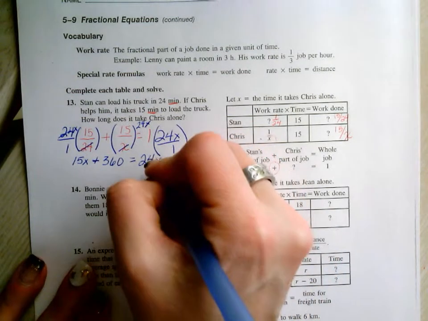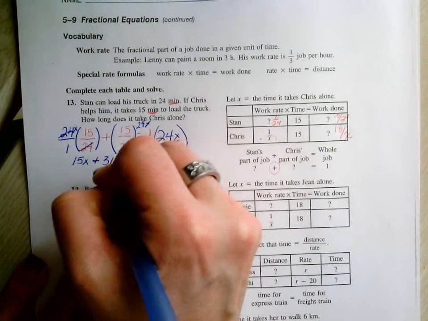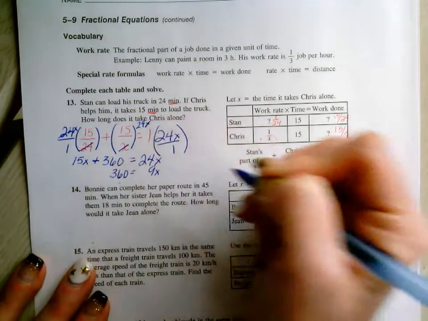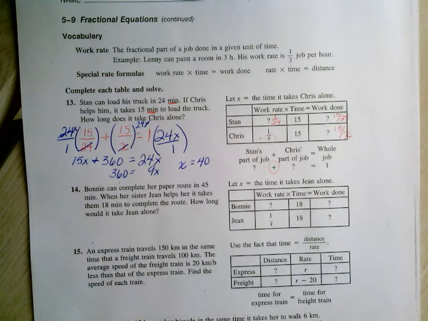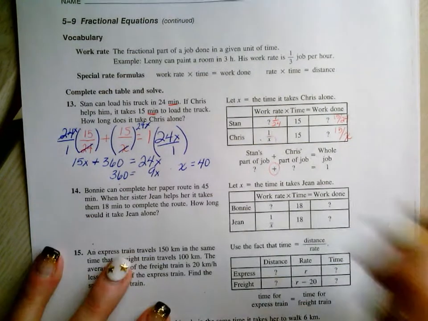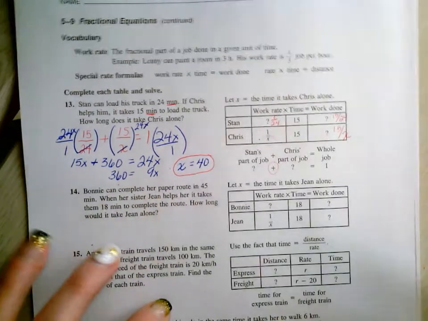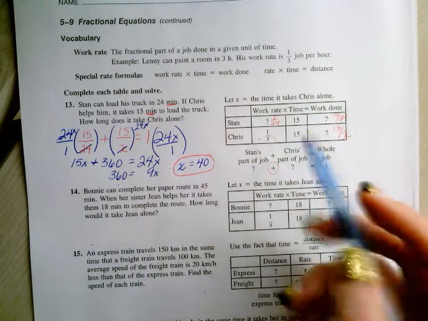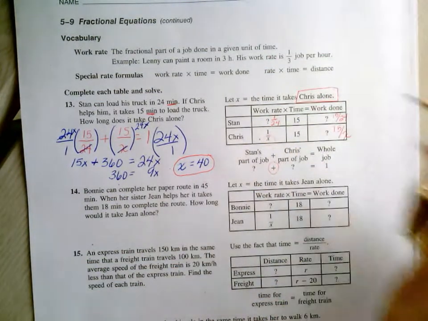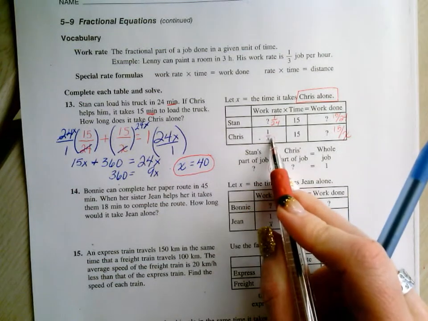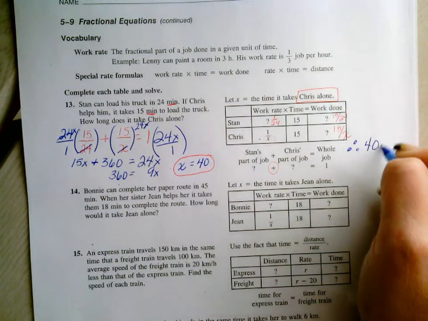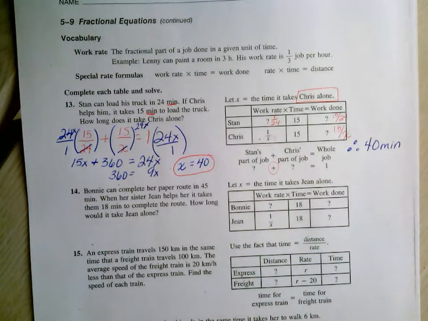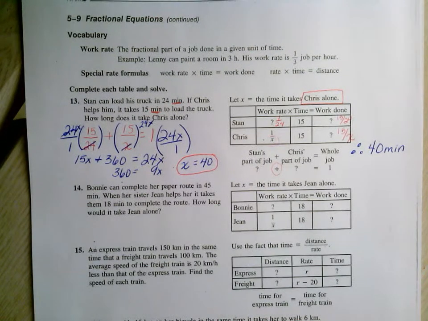Subtract 15x, you're going to end up with 9x. Divide by 9, and you're going to come up with x equaling 40. Okay? x equals 40. But what does that tell us? Remember, we're searching for Chris's rate. The x is here. That means it takes Chris 40 minutes to do the job by himself. Who's faster, Stan or Chris? Stan the man. Okay?